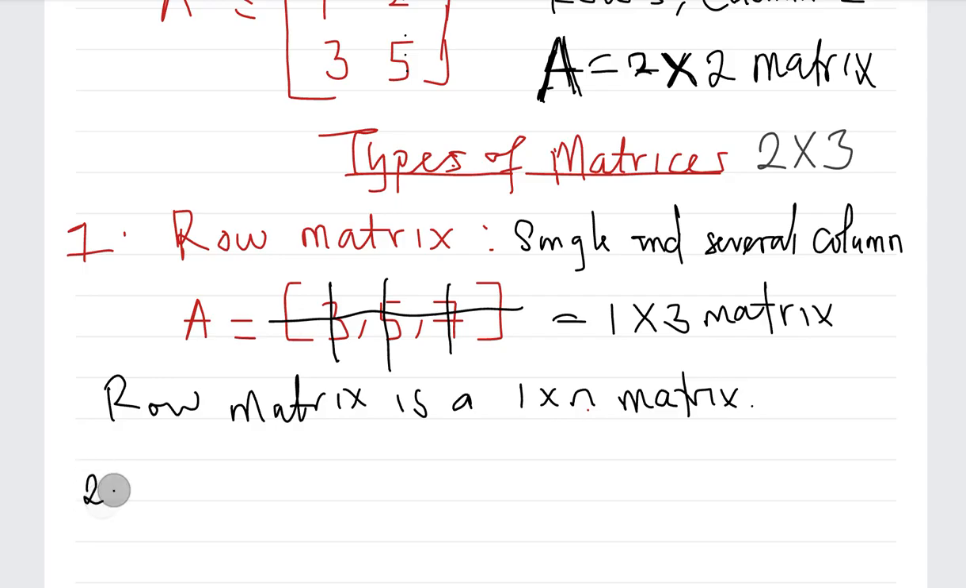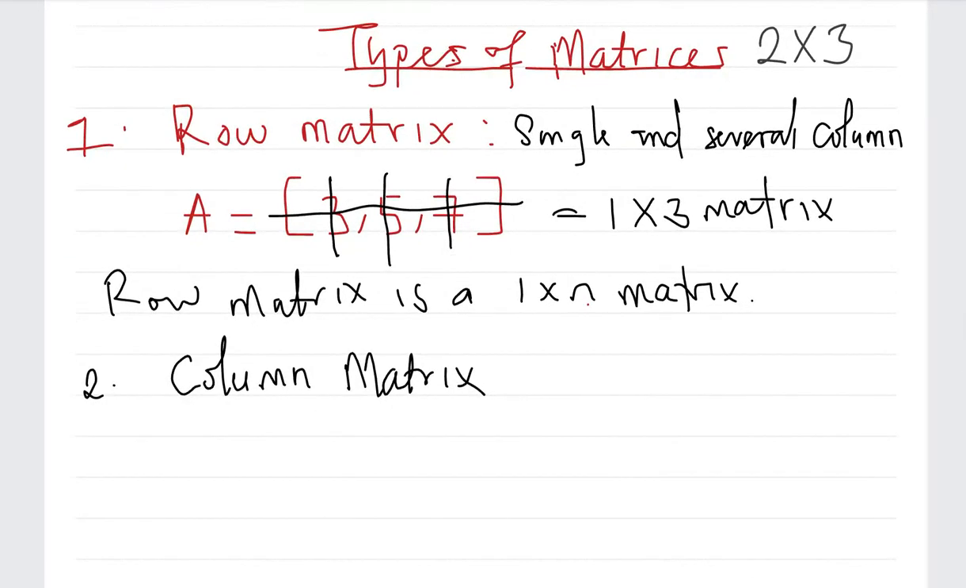Now number 2 is what we call the column matrix. The same way we have the row matrix is the same way we have the column matrix. If we say row matrix means single row and several columns, I think I should put row there. This is single row and several columns.